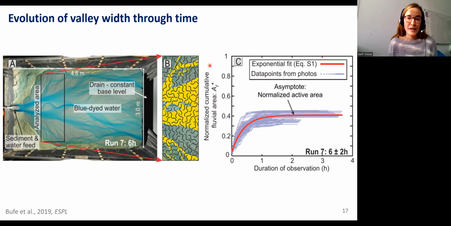This axis label of normalized cumulative fluvial area is basically a proxy for valley width. It describes how many pixels have been covered by water for the first time. And this is plotted against the duration of the experiment. And all these bluish data points are the data points that were extracted from the overhead photos. And then in red, we have an exponential fit to these data points. And what this suggests, and other experiments have suggested this as well, is that the evolution of valley width through time can be described roughly by such an exponential curve.